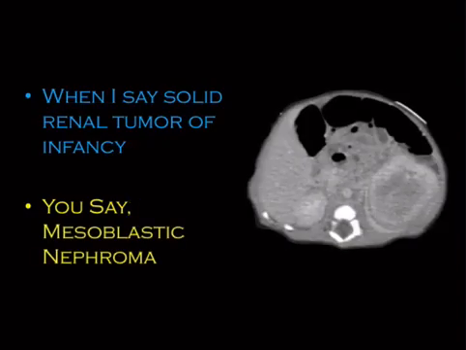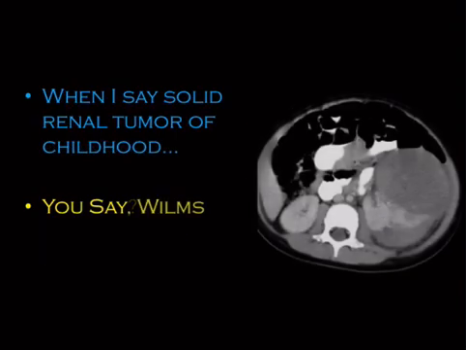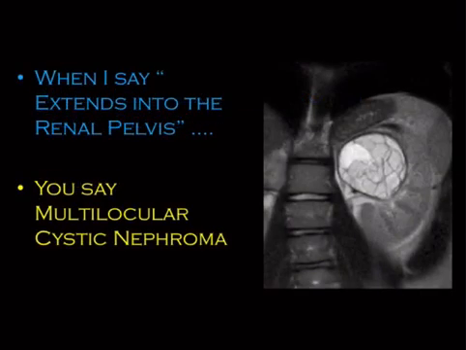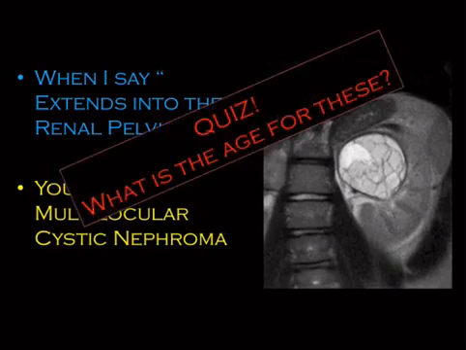All right, so let's do some word association. When I say solid renal tumor of infancy, you say mesoblastic nephroma. When I say solid renal tumor of childhood, you say Wilms disease. When I say extends into the renal pelvis, you say multilocular cystic nephroma. What's the typical age for these things?